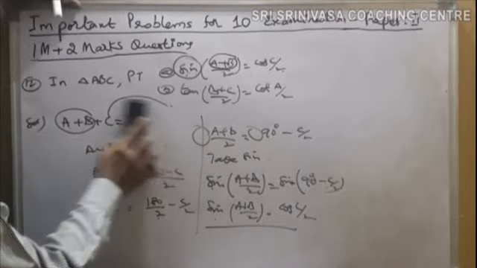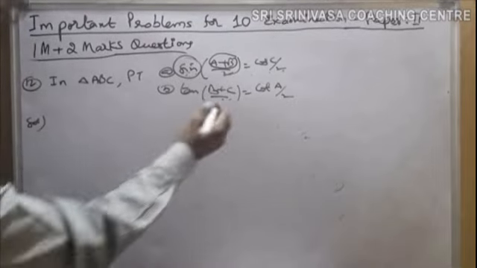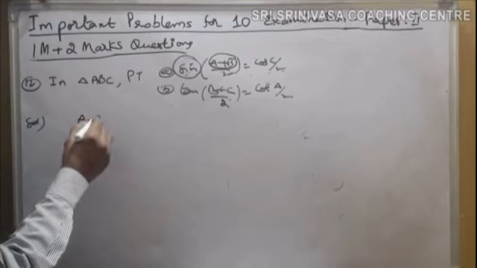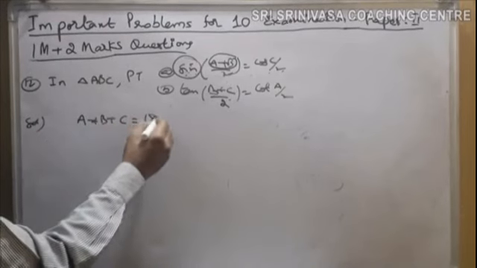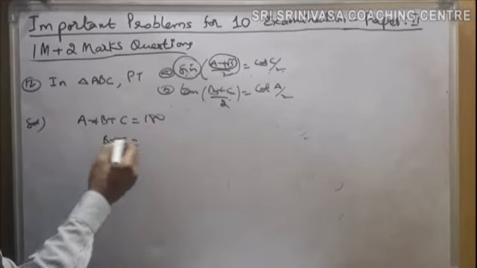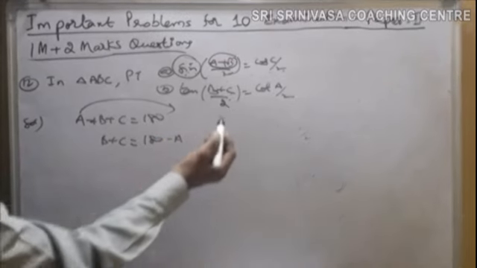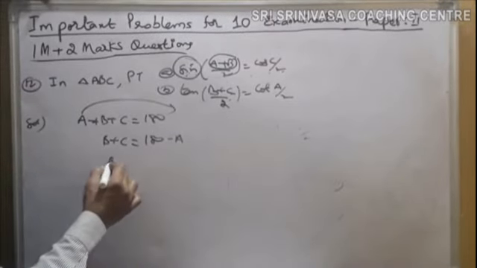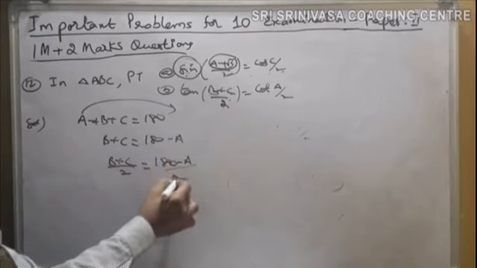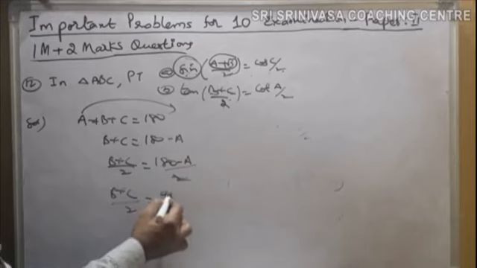Let's go for the next question. In the next question it is given that tan of (B plus C) by 2 equal to cot of A by 2. In triangle ABC, the sum of three angles is 180. So here the LHS contains B and C. So let me take B and C here, and the remaining A I'll shift that side, minus A. Since there is 2 here, dividing on both sides by 2, so 180 minus A by 2. So (B plus C) by 2 equal to, this can be written as, 90 minus A by 2.